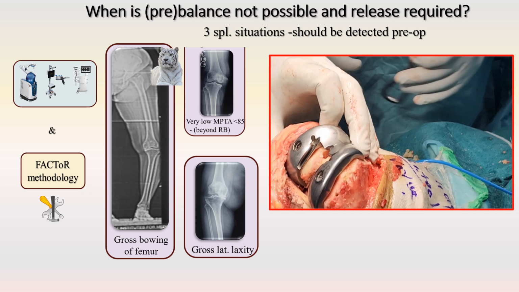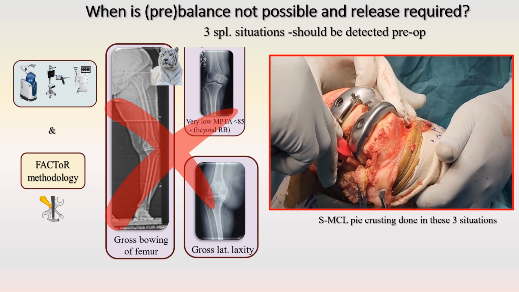This typically we see on a one leg standing film, and it doesn't make sense to take care of the laxity by doing bone cuts. So one has to release the medial side to equalize the lateral side. So in these three special situations, one must not attempt a pre-balance. So we typically would do a superficial MCL pie crusting in these three special situations, and this is how we go about it.